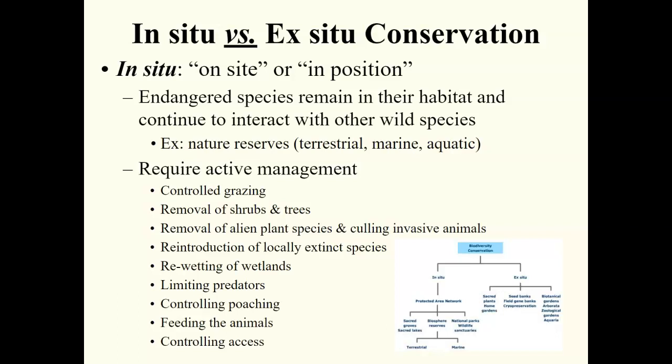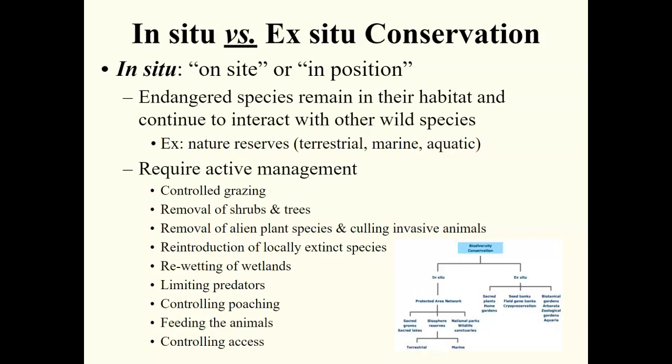Reintroduction of locally extinct species. So if there used to be species there that are no longer present in that area, but there are populations elsewhere, we could take from the other populations that are more stable and then reintroduce them carefully into this particular area. Re-wetting of the wetlands. We already know that we've drained a lot of wetlands, and that drainage has caused major ecosystem collapses. So removing the drainage systems, or re-wetting them, is helpful.